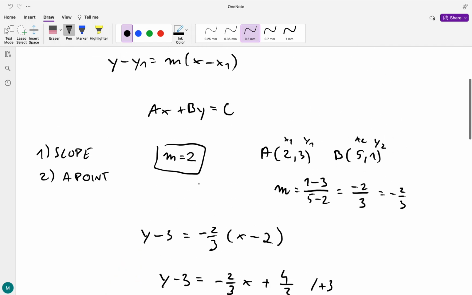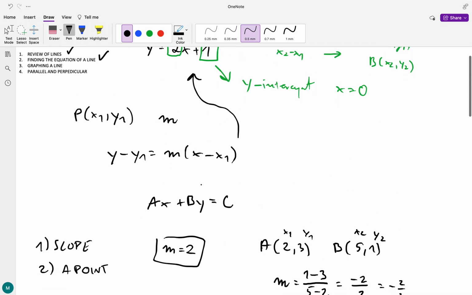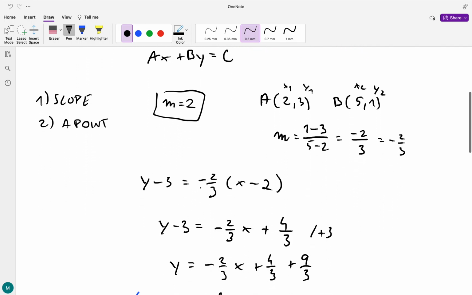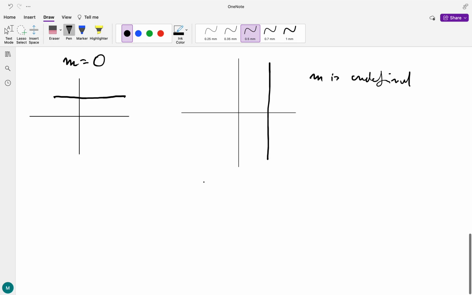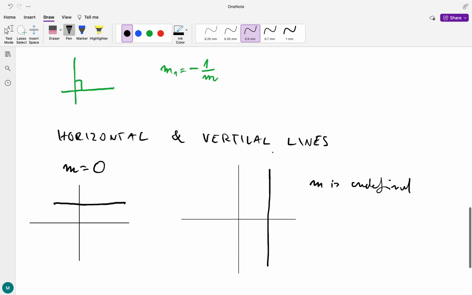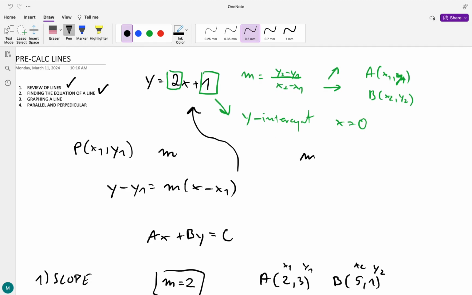Let me see. I think this is it when it comes to graphing lines in the coordinate system. One more thing I forgot to mention about the slope. Let's quickly take a note of that here. If m is positive, your line is increasing, and if m is negative, your line is decreasing.